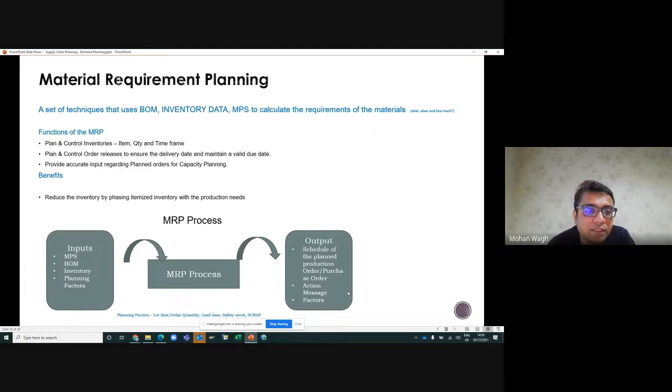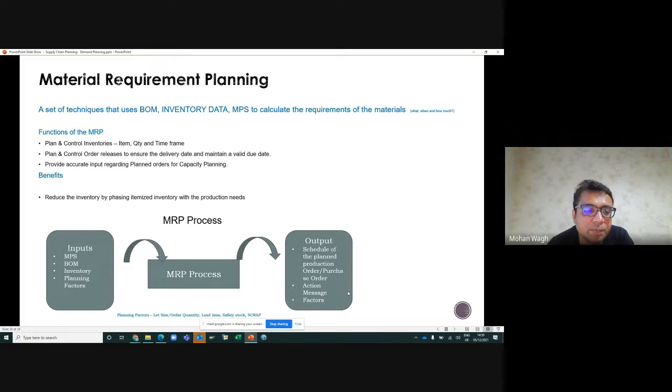What are the benefits? It reduces the inventory by phasing itemized inventory with the production needs. It asks us to produce the goods depending upon the lead time and the required time. So it doesn't produce the goods in advance and just keep them in inventory, blocking the working capital. Produce the quantity required, when it is required. That's the essence of MRP.